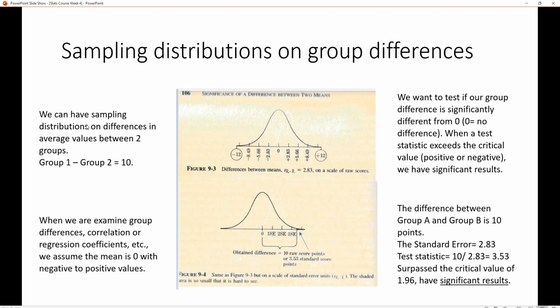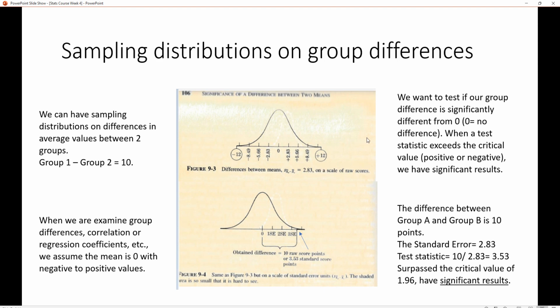So in summary, we can have sampling distributions on differences in average values between two groups. For example, group 1 minus group 2 equals a difference of 10. That's your group difference. When we examine group differences or correlation or regression coefficients or various other statistics, we often assume the mean is 0 with negative to positive values. So we see it ranges here in the top graph from negative 12 to positive 12.